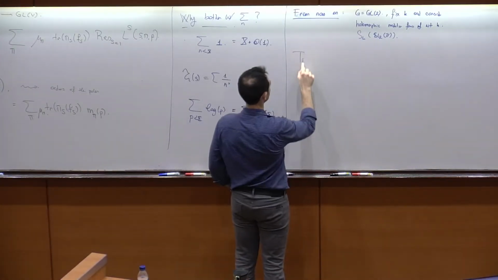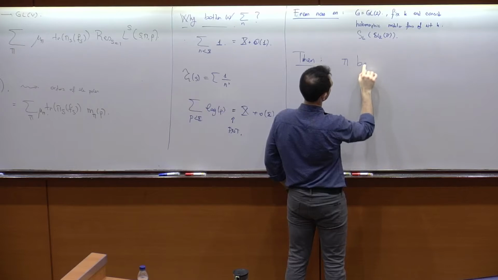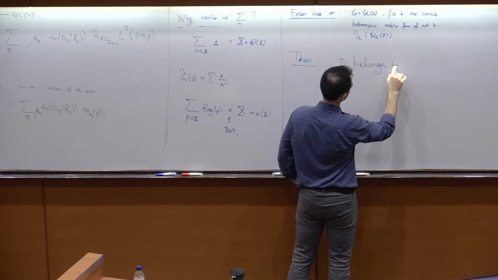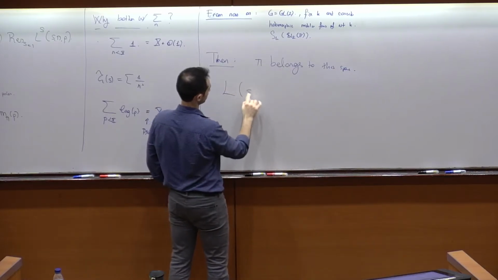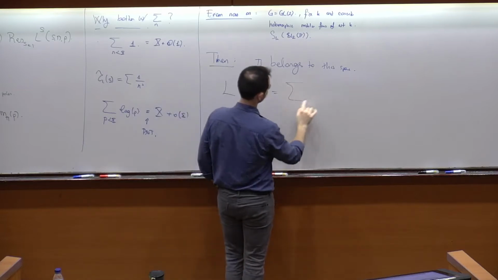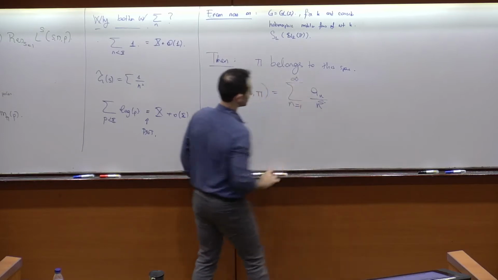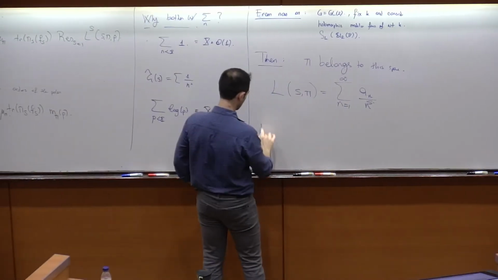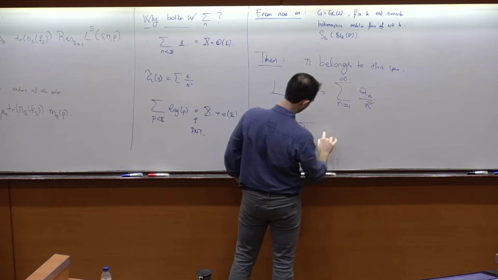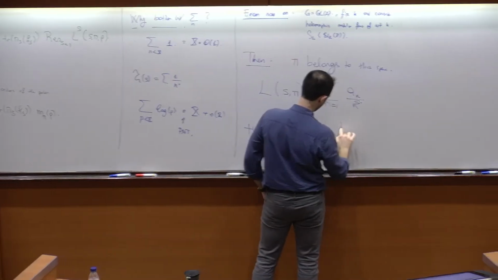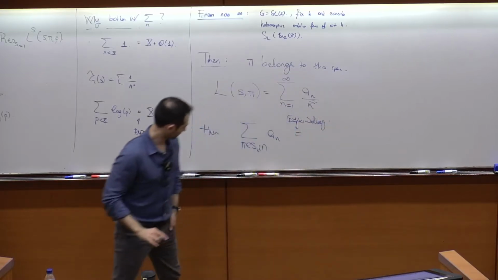So then if pi belongs to this space, if I look at L(s, pi), this is the standard L-function, and write it as the sum of a_n over n to the s, there's a very nice expression for the following. Then the sum over pi in this S_k(1) of a_n is, by the Eichler-Selberg trace formula, given by the following.